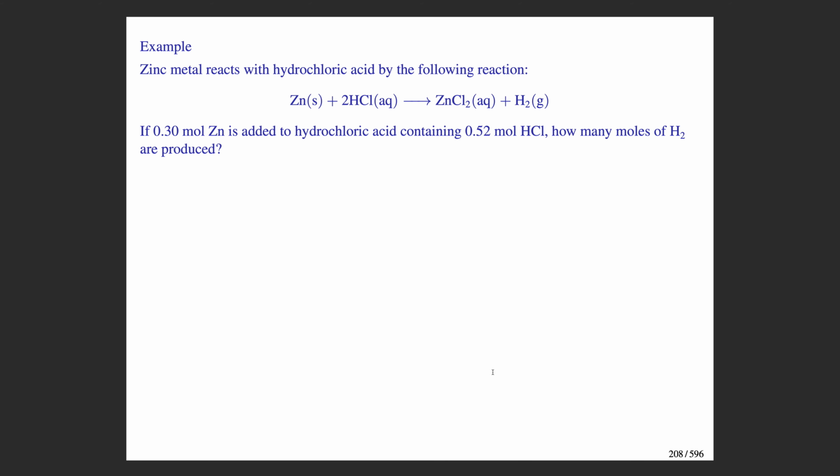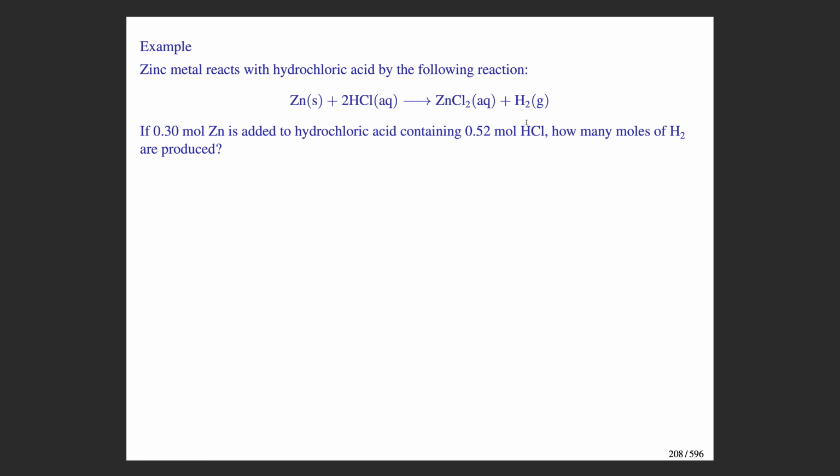So here's an example. We've got zinc reacting with hydrochloric acid to produce zinc chloride and hydrogen gas. It says if we've got 0.3 moles of zinc and we combine that with 0.52 moles of hydrochloric acid, how many moles of hydrogen gas are produced.